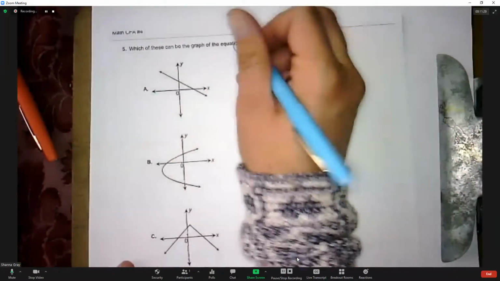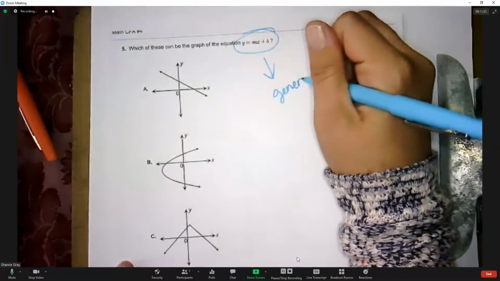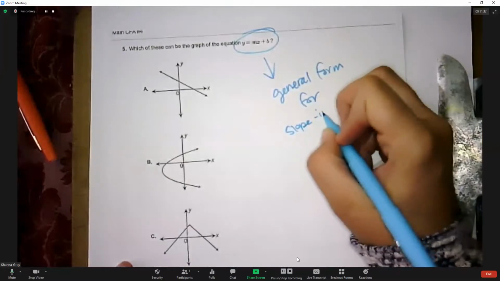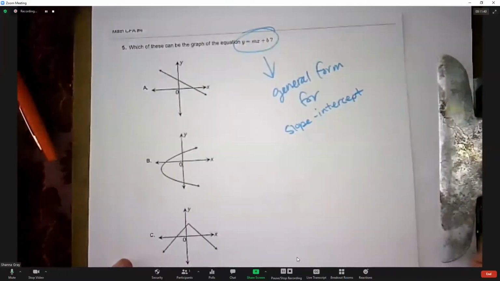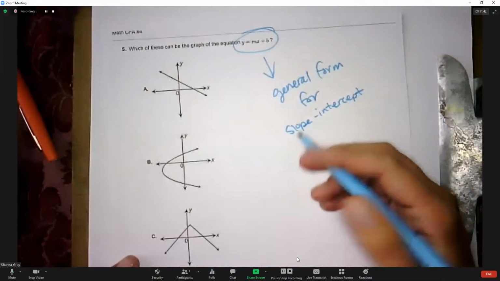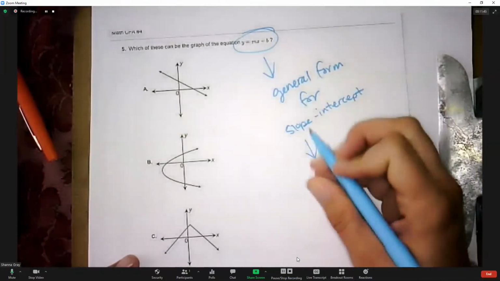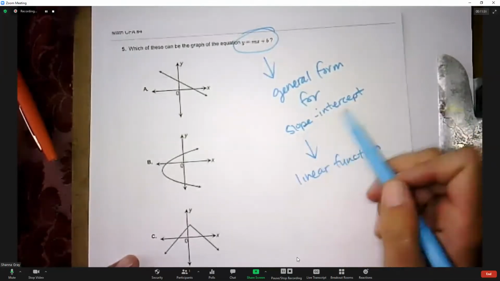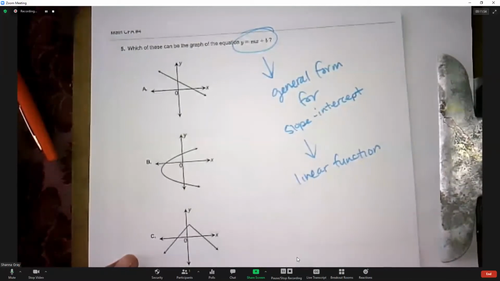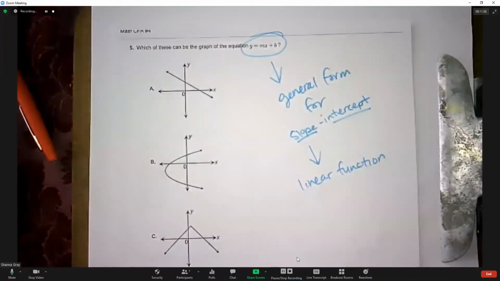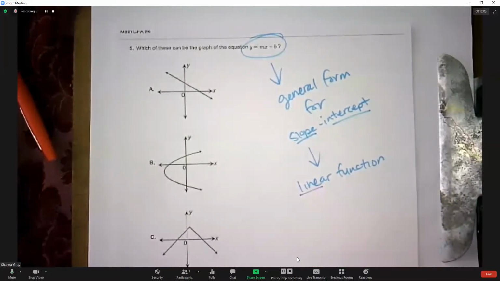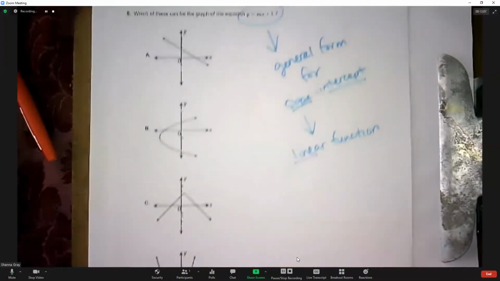Okay, y equals mx plus b. This is the general form for slope intercept, which means that this is going to be something that is a linear function because it's in slope intercept form. And you can see the slope and you can see the intercept. So this is not supposed to be hard. It's a really straightforward kind of problem that's supposed to just ask you what shape this graph would be.